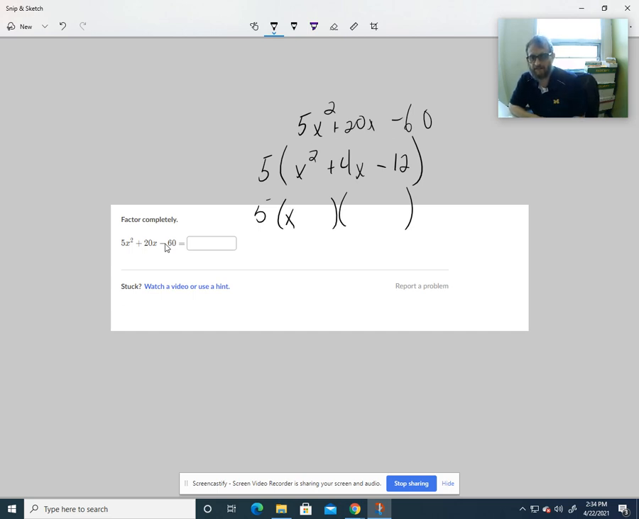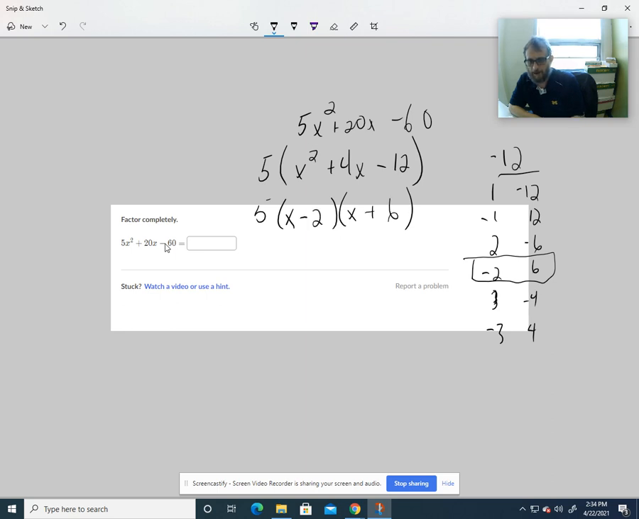But we know this has to be x and x. We know these two numbers have to multiply to give us 12, and specifically negative 12. So it's 1 and negative 12, negative 1 and positive 12, 2 and negative 6, negative 2 and positive 6, 3 and negative 4, or negative 3 and positive 4. Those are our options. Now we need a pair of those that adds to give me 4, and that comes right here. Negative 2 plus 6 gives me the positive 4. So this has got to be negative 2, and this has got to be positive 6.